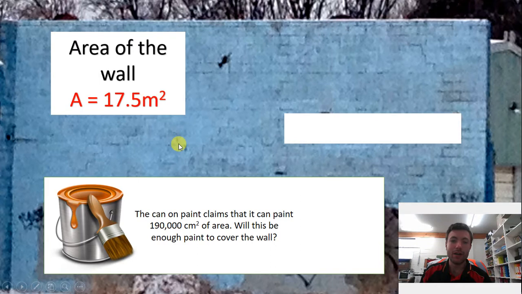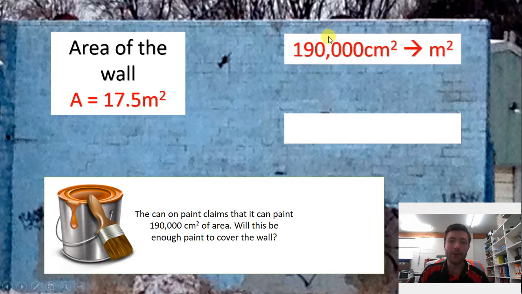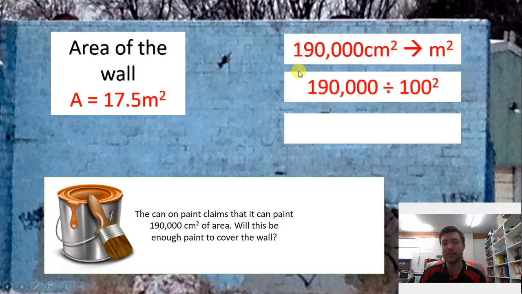So let's go back to our wall here. So we've got our wall. First, we want to convert our centimeters, so 190,000 centimeters squared into meters squared. So looking at our conversion chart, there's 100 centimeters in a meter. And because we're going up, we're dividing. So we're going to divide it by 100 squared. So if you put that in your calculator, 190,000 divided by 100 divided by 100, it will give you 19 meters squared. And we're not done there because that's just the answer, but we haven't answered the question.